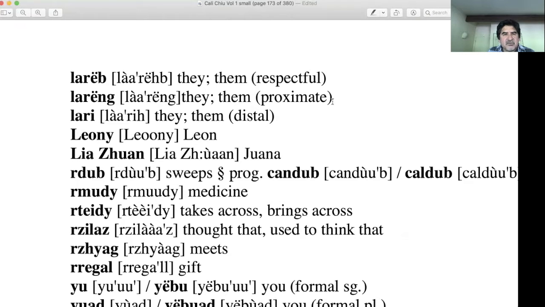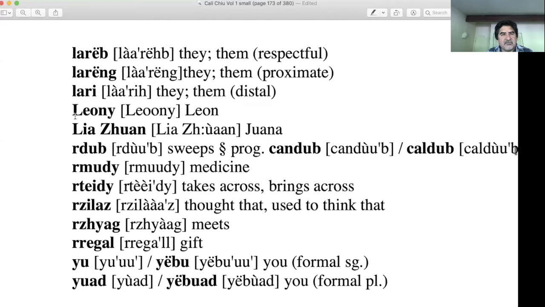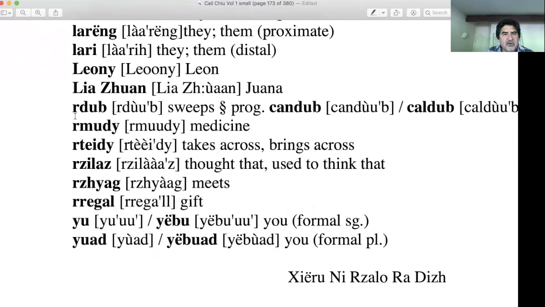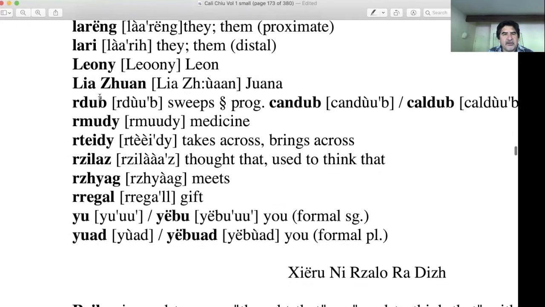They proximate. Remember that we also went over the he, she proximate, which was lang. So this one is larang. One more time. Larang. And then we have they, them, distal. Lari. Lari. Very slight breathy vowel there. We have some names now. Leon. Leon. Lejuan. Lejuan. Okay.